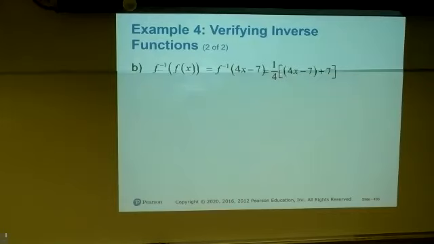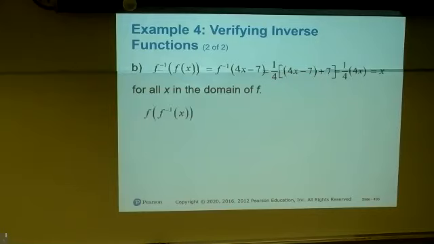And then we're going to combine in here first. Since we're adding these two expressions, we can drop that parentheses, and this is just 4x minus 7 plus 7, which is 4x. So 1/4 of 4x is x. So that verifies it going one way.